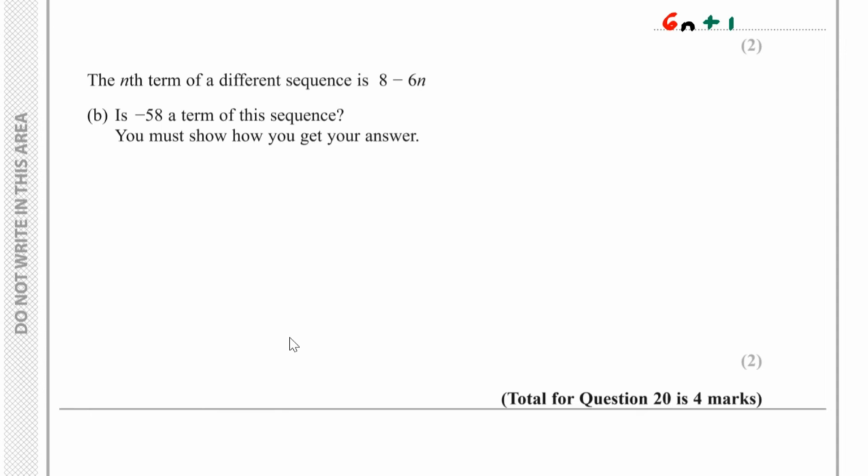For part B, the nth term of a different sequence is 8 subtract 6n. Is negative 58 a term in this sequence? You must show how you get your answer. So we have 8 subtract 6n, and if I set this equal to negative 58, well, rearranging, we have 6n equals 66. If I divide both sides by 6, n is equal to 11. So is negative 58 a term in the sequence? Well, yes it is. It's the 11th term.